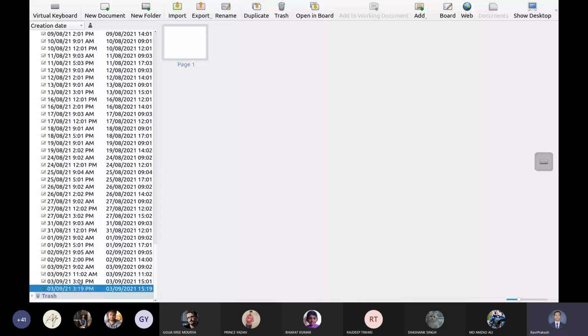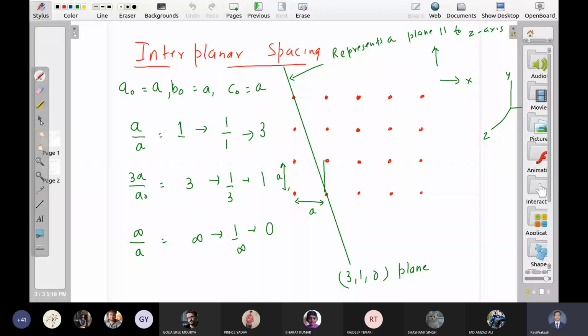Let me remove the unnecessary lines. So this is one plane. Can you please tell me what is the nearest plane to this plane? इसी के parallel जो next plane होगा वो कौन सा होगा? Which point will it pass through?